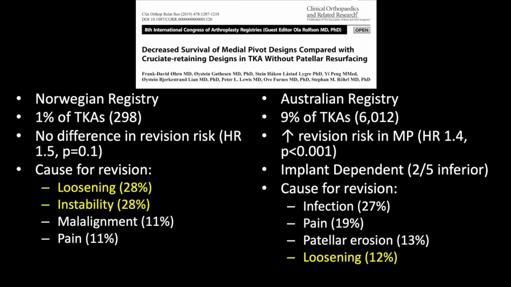When we look at the Australian registry, 9% of all total knee arthroplasties were medial pivot, to include over 6,000 knees, and they did find an increased revision risk in the medial pivot design with a hazard ratio of 1.4, but this was implant dependent. There were two designs that specifically were found to have inferior results compared to traditional total knee arthroplasties, but the other three designs had similar results to the traditional knees. It is interesting to note that the primary cause for revision in the Australian study for medial pivot knees was infection, which is something that we typically would not attribute to implant design. The loosening revision rate was only 12%, which is significantly different from the findings from the Norwegian registry.